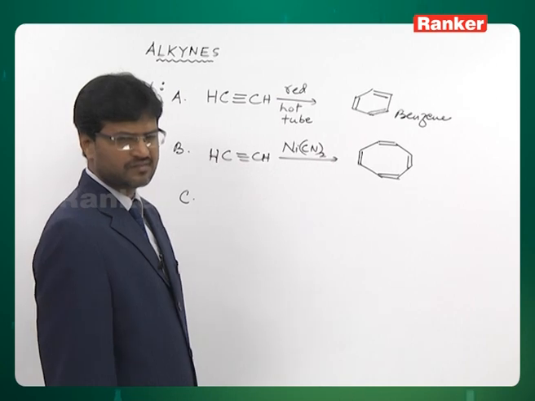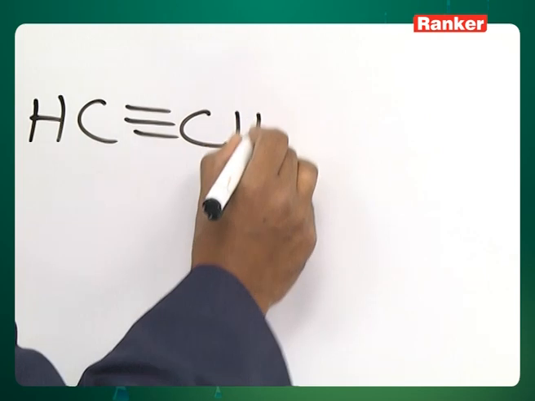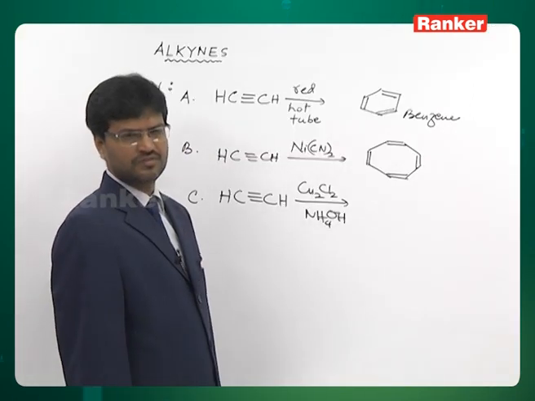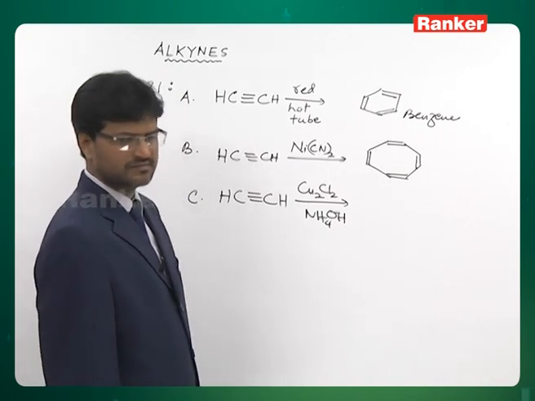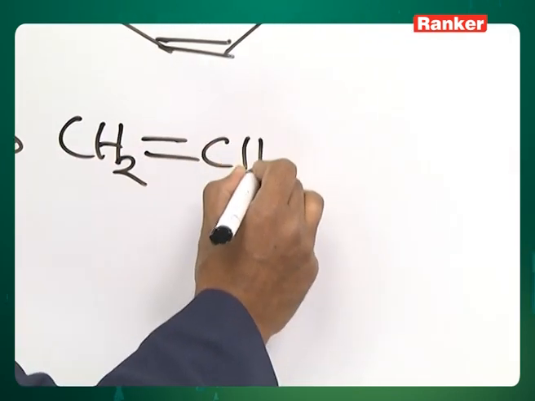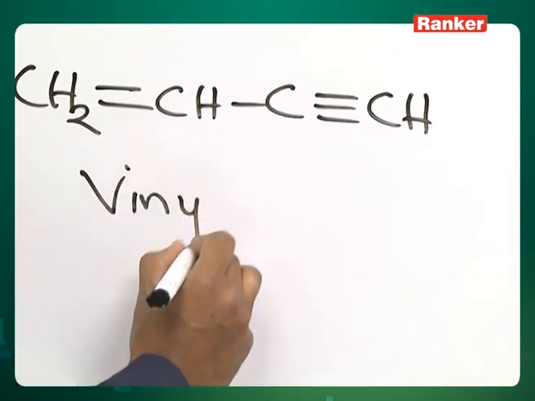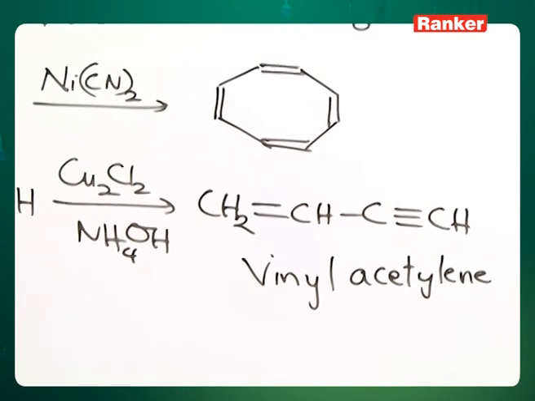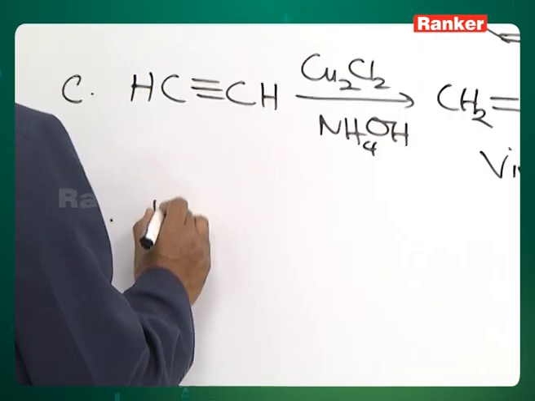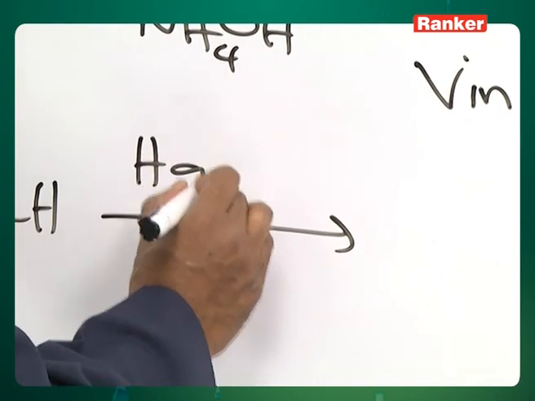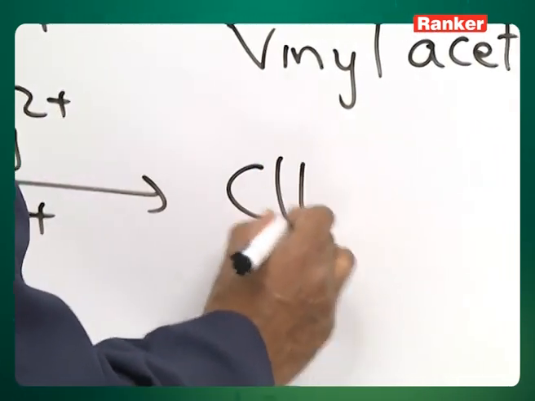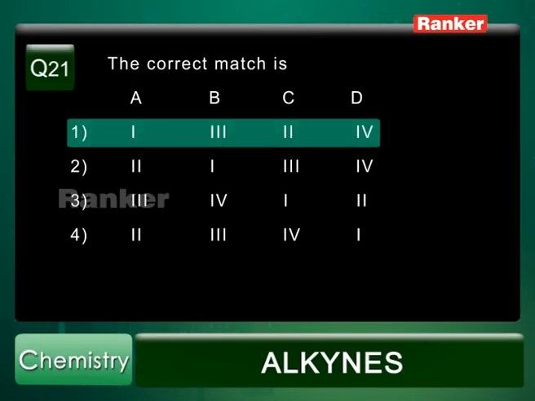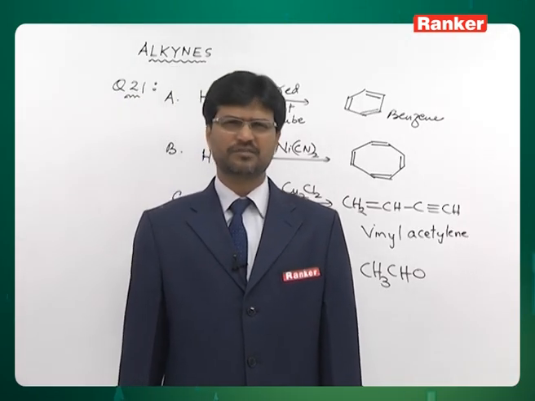Next, acetylene when passed into ammonical cuprous chloride. This will give rise to the linear polymer vinyl acetylene. This is vinyl acetylene, a result of linear polymerization. And then acetylene when passed into acidified mercuric sulfate, you get acetaldehyde. You initially get vinyl alcohol which will tautomerize to give acetaldehyde. So, the correct answer is the first option. That is all about alkynes. We have discussed some important multiple choice questions on alkynes. Thank you.